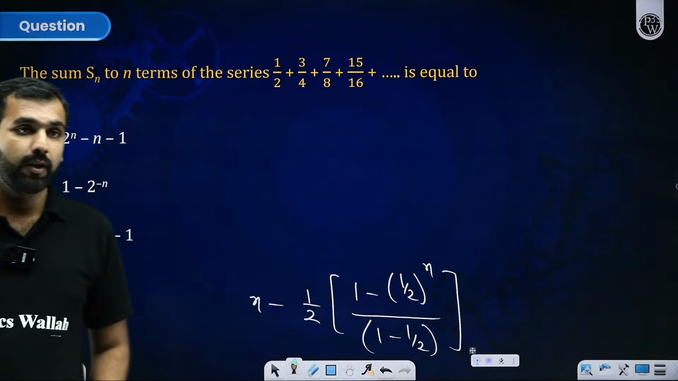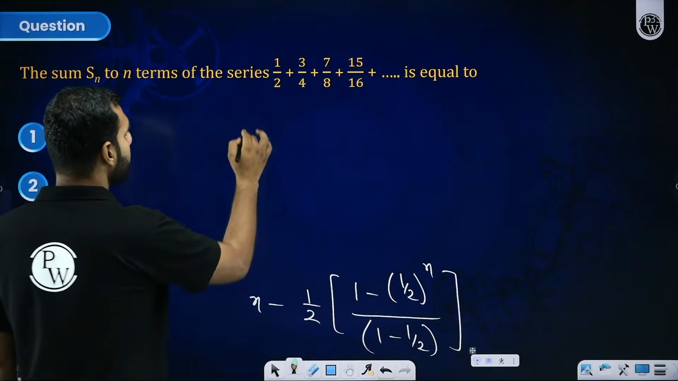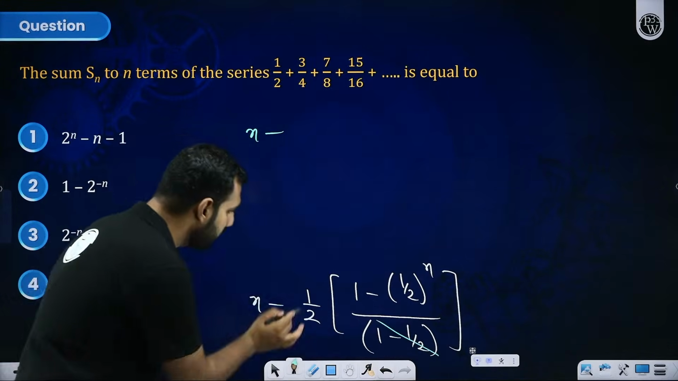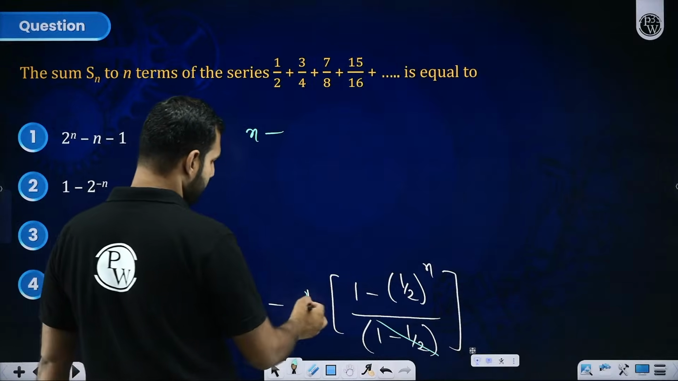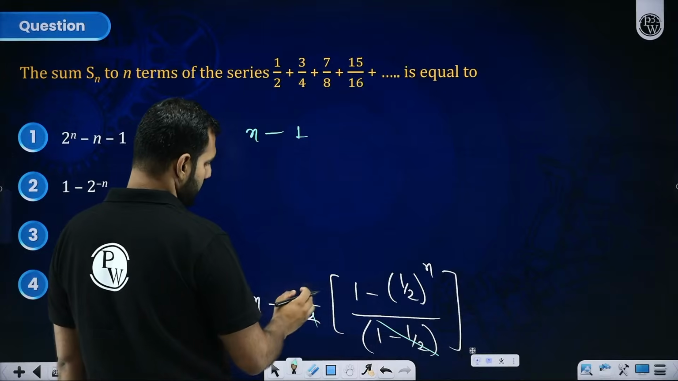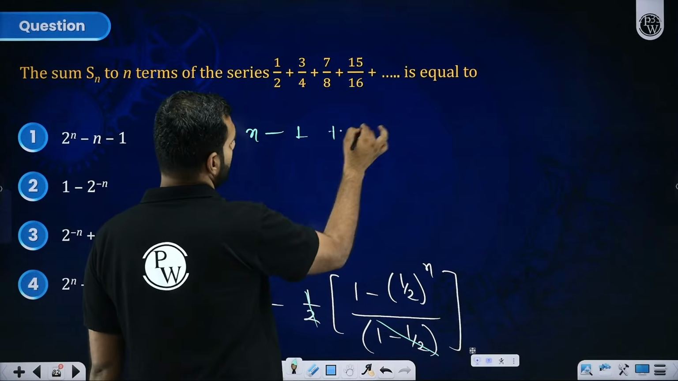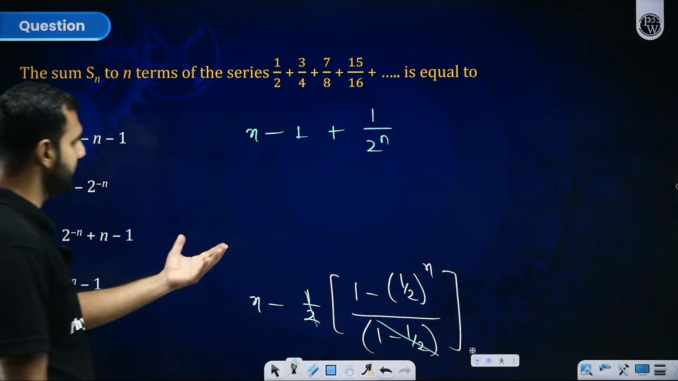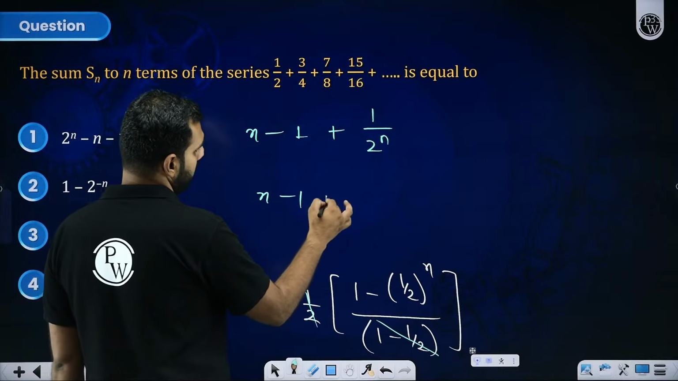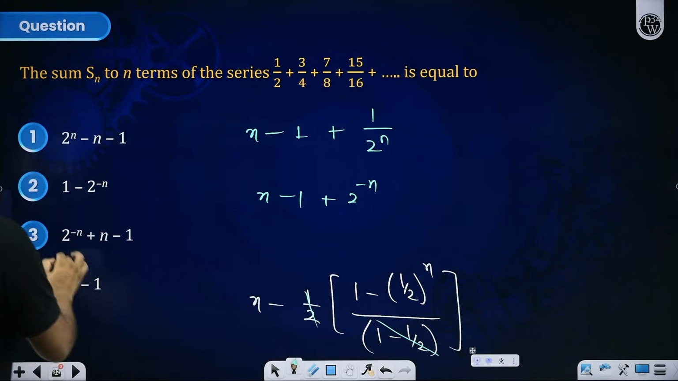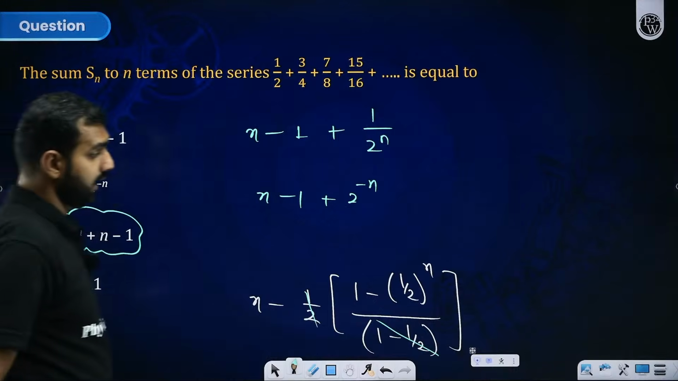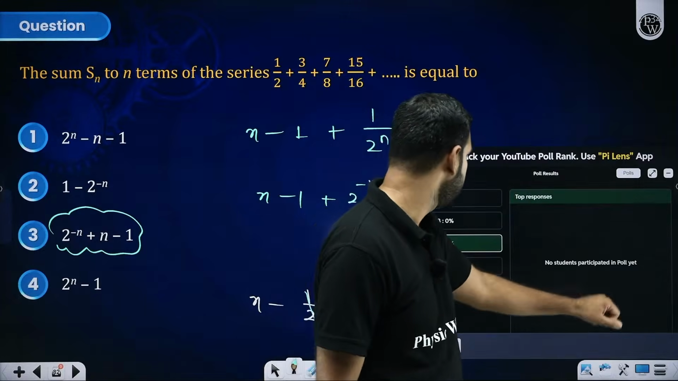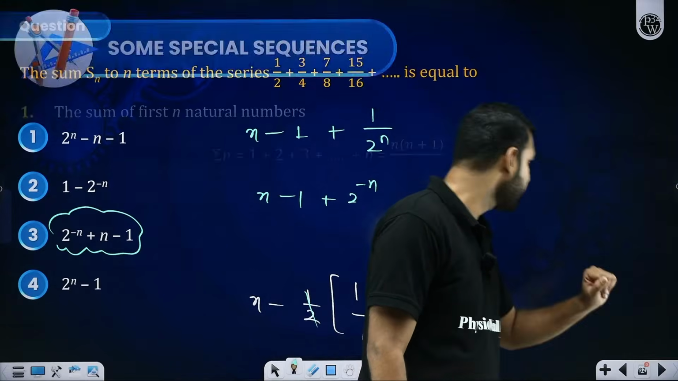So how do we solve this particular part? Pay attention everyone. If I solve this, I am left with n minus. I hope you're understanding 1 minus 1 by 2 is 1 by 2. And that 1 by 2 and this 1 by 2 are cancelled. So what am I now left with? Minus of plus is minus. Minus of minus is plus. So this is 1 by 2 to the power n. I think this must match with some of the options. It is n minus 1 plus 2 to the power minus n. And that clearly matches with option C. And I'm sure most of you must have marked option C. Yes or no? All the participants. I hope everybody is getting it.